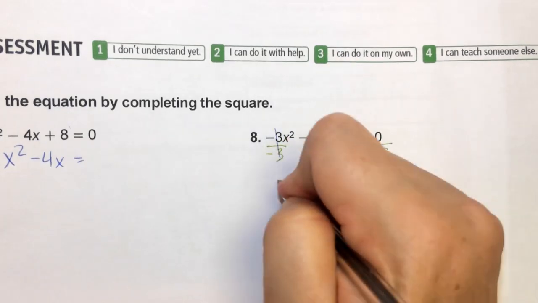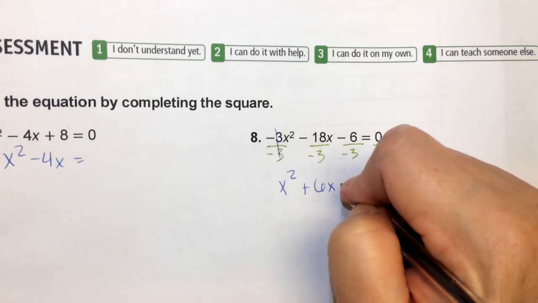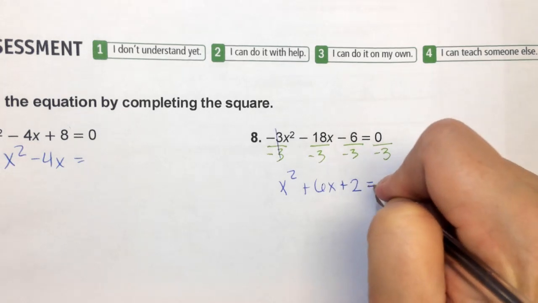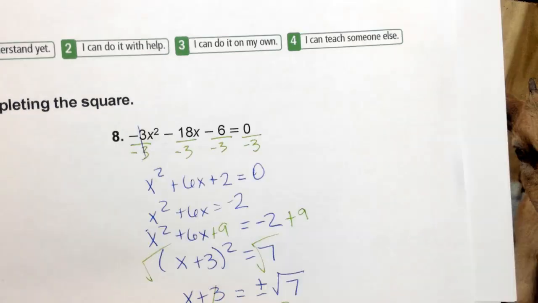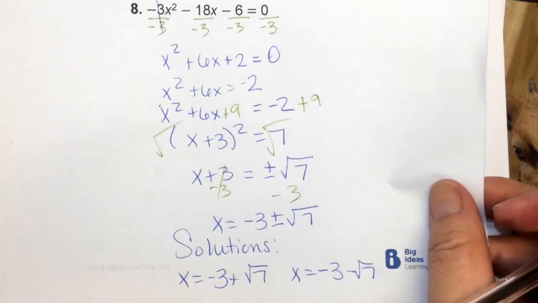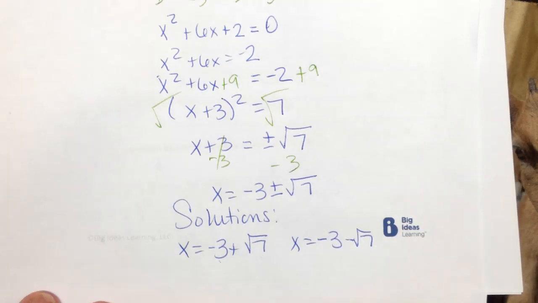So then this gives us x squared plus 6x plus 2. And that equals 0. Because 0 divided by negative 3 is still 0. All right, now give it a try. Okay. So if you continued working this out, you followed the steps, you would get the final solutions are x equals negative 3 plus the square root of 7 and x equals negative 3 minus the square root of 7. 7 is a prime number, so it does not have a perfect square factor.